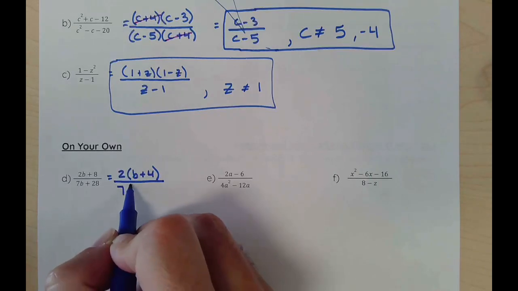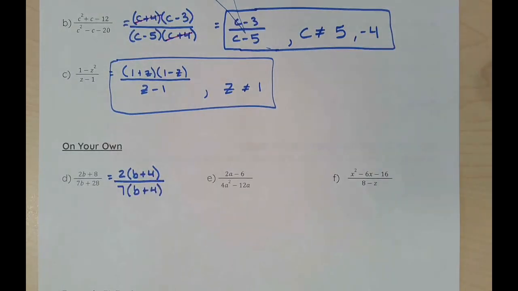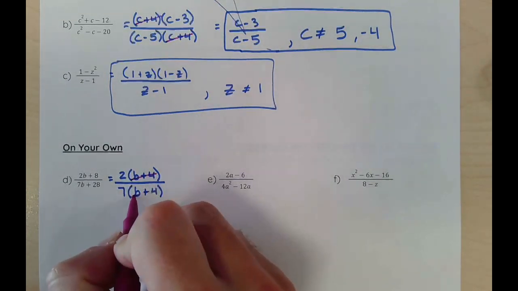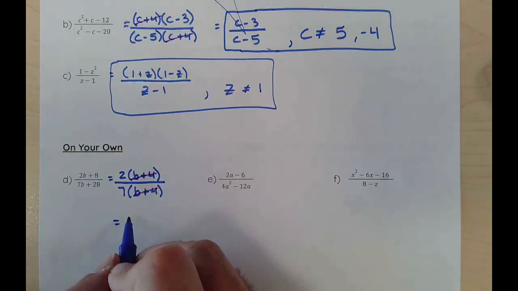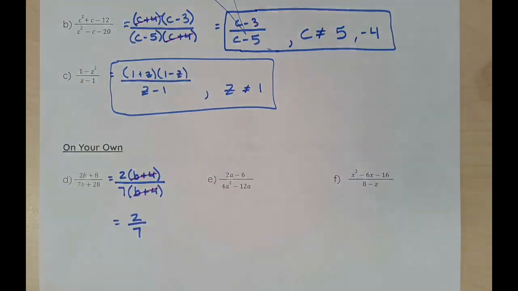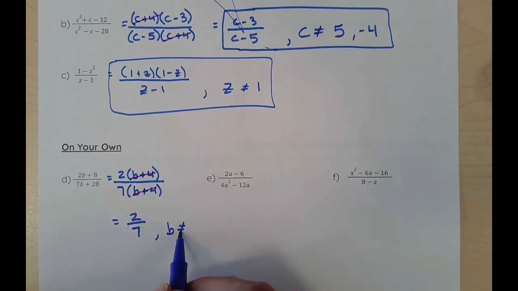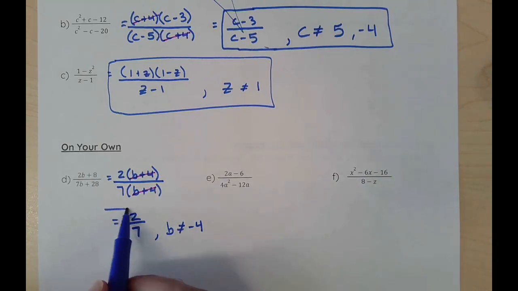Now taking a look there, it's becoming more apparent what we would cancel: the b plus 4 and the b plus 4. That's going to leave me with 2/7 as a final answer. Now nothing makes this 0, but going back to the original, b cannot equal -4, because that will make the denominator 0.